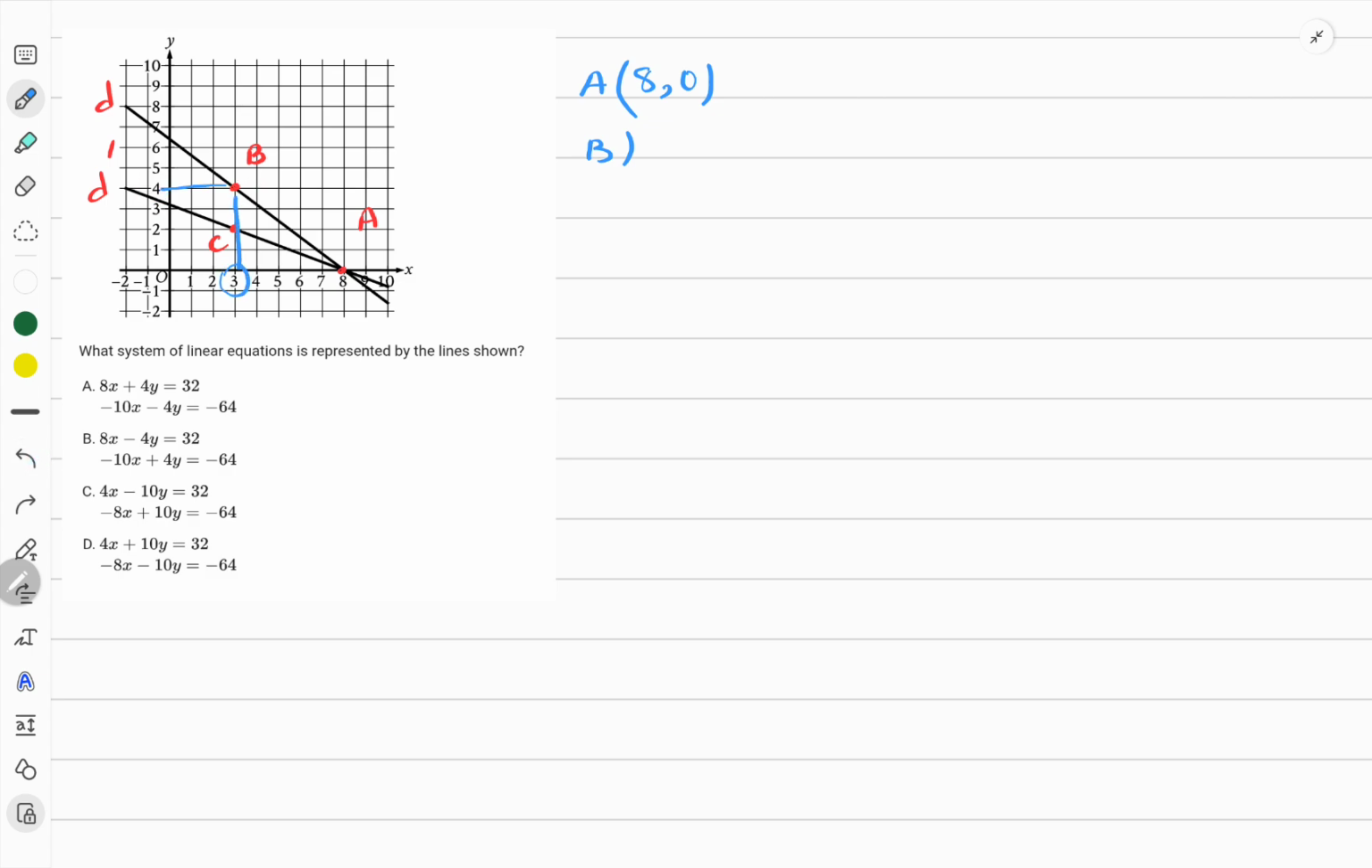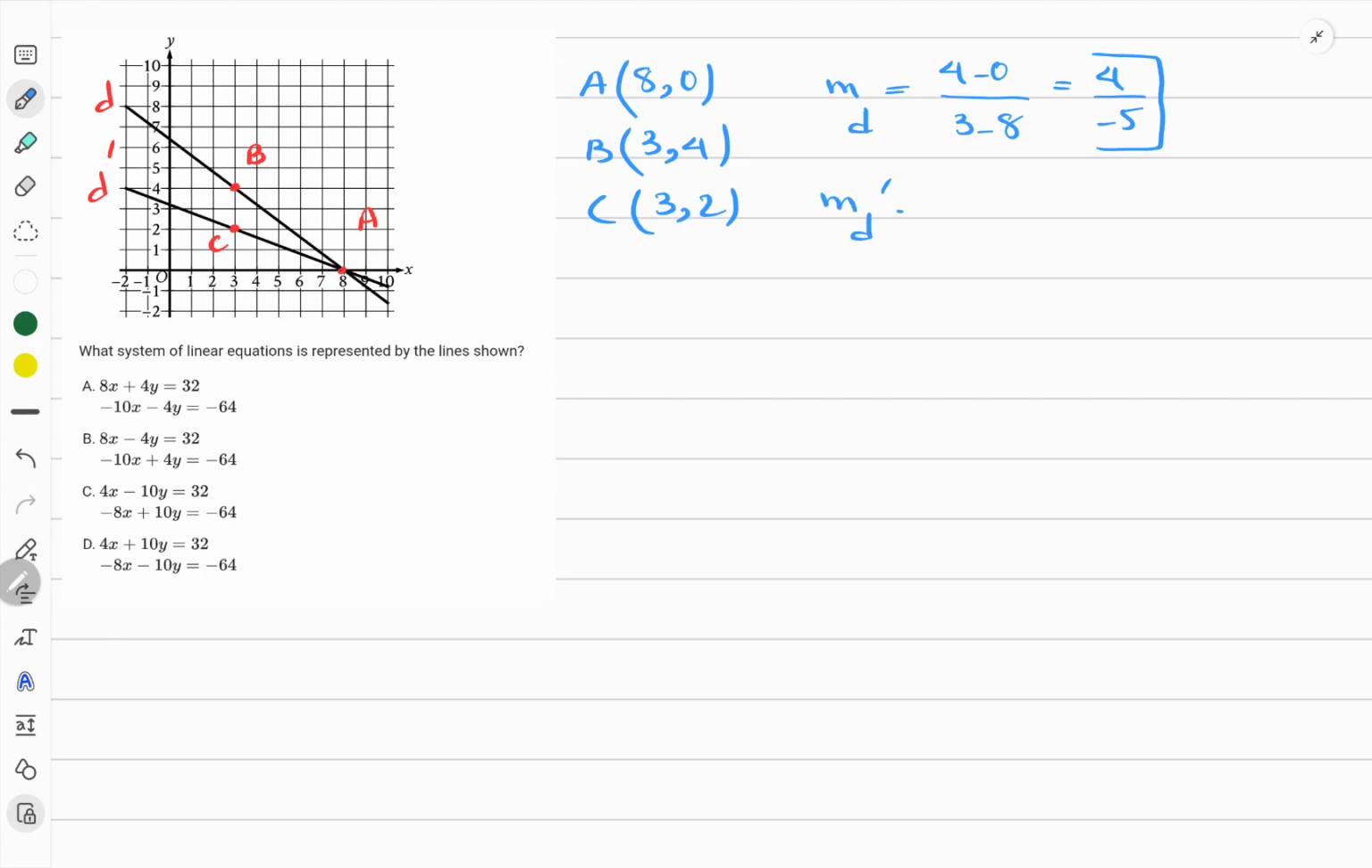I just wanted to show you how you can find the coordinates. B is 3 and 4, and C is 3 and 2. For writing the slope of line D, you should use these 2 points, A and B, because they are involved and are located on D. Okay? Difference of y's, 4 minus 0 over 3 minus 8. 4 over negative 5, the slope of D.